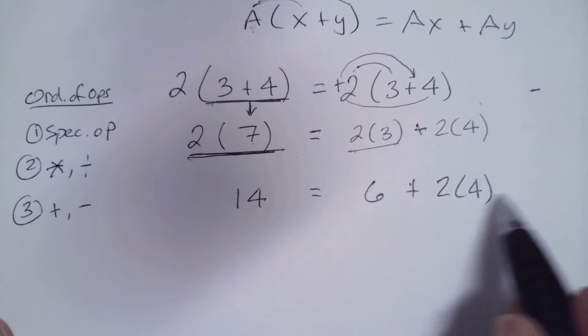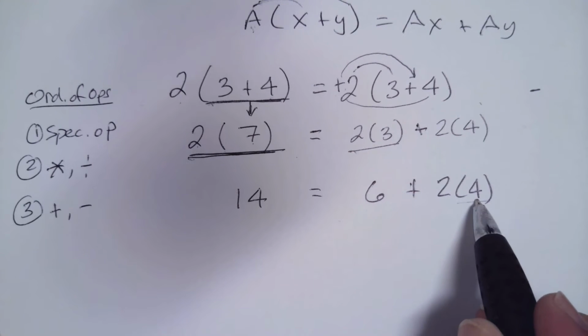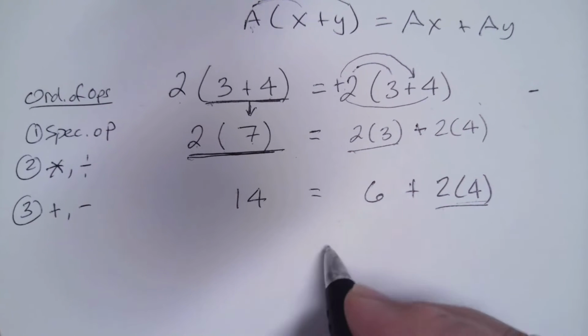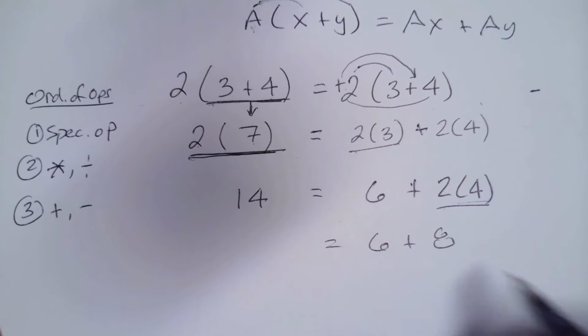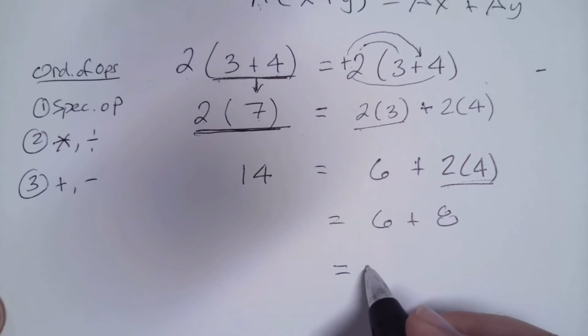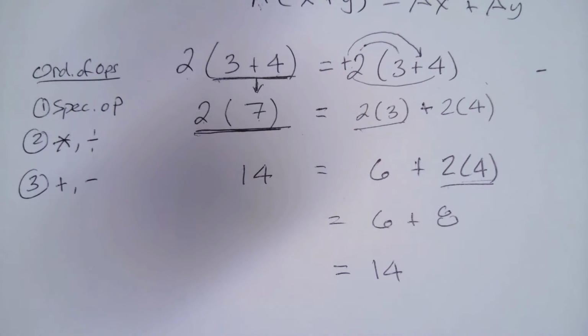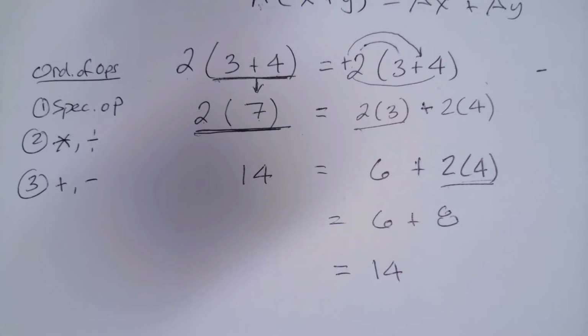Order of operations, read left to right, parentheses, yeah, here's parentheses. But we can't do anything, so we do multiplication. 2 times 4 is 8. Left to right, only addition. 6 plus 8 is 14. So it doesn't matter which set of rules you follow, you'll get the same answer.